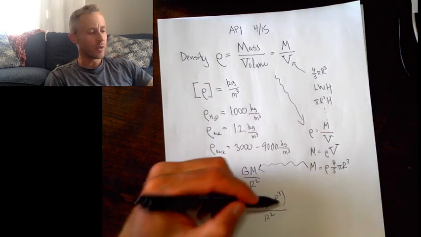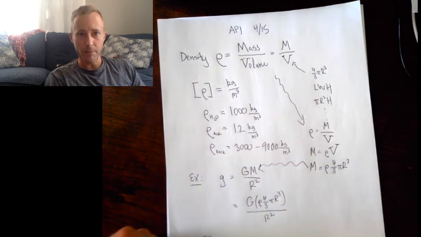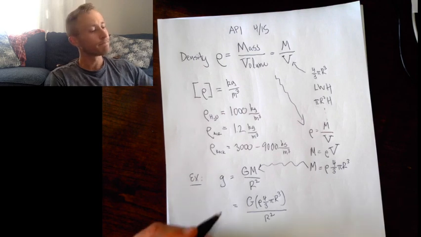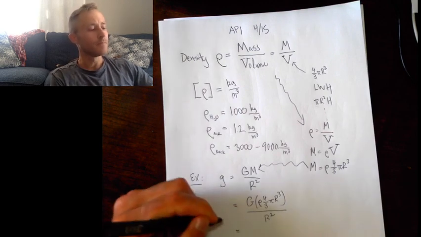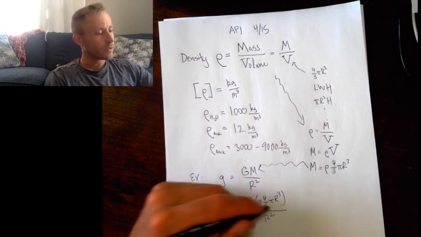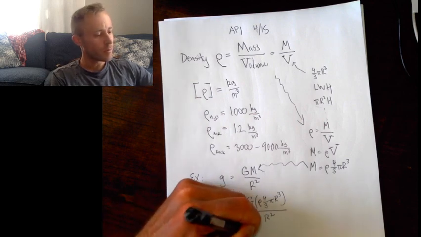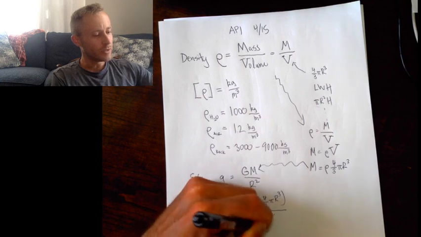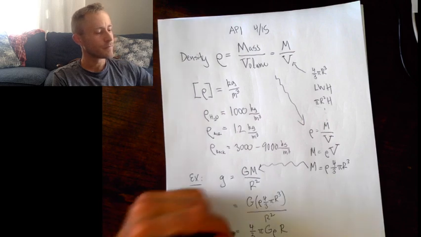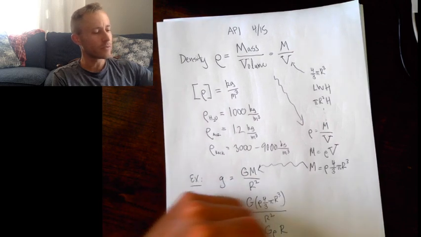Now you can see we have an r cubed over an r squared. And so that's just going to give us a factor of r. So we would get 4/3 pi G rho r. So that's our final answer.